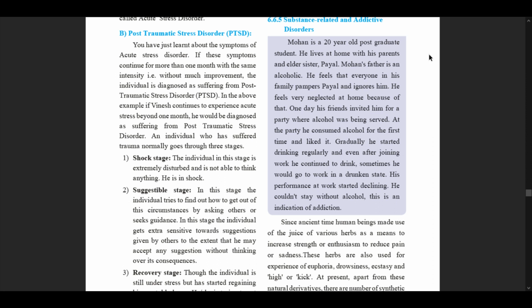He feels very neglected at home because of that. One day his friend invited him for a party where alcohol was being served. At the party, he consumed alcohol for the first time and liked it. Gradually, he started drinking it regularly, and even after joining work, he continued to drink.